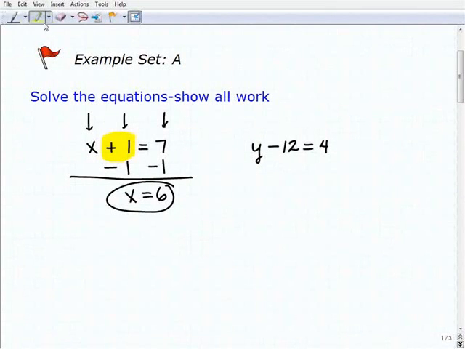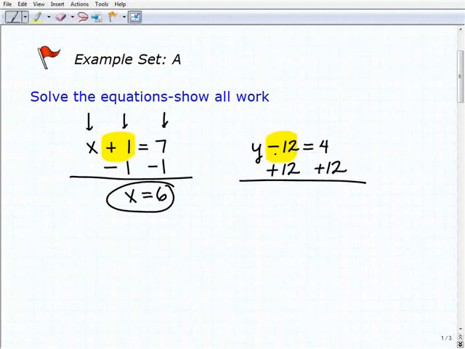All right, let's take a look at our next problem here. So I have y minus 12 equals 4. So what's next to that variable? I have a minus 12. So to get rid of that minus 12, I'm going to use an inverse operation. I'm going to add 12 to both sides of the equation. Because when I add 12 to that minus 12, the 12s go away and I'm left with y. And that's the whole objective of solving an equation.